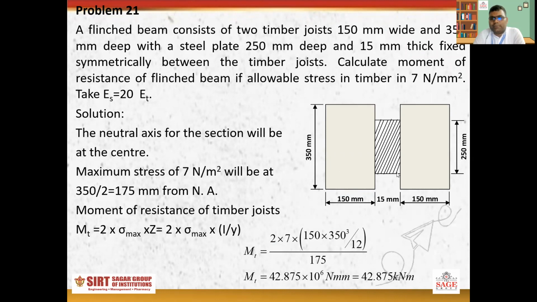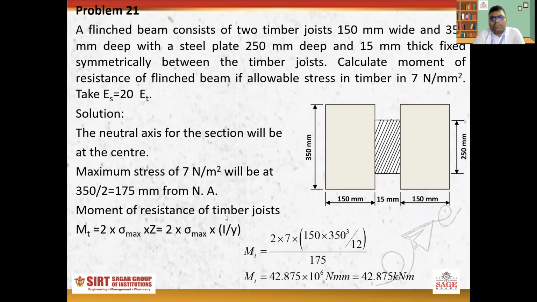The hatched part is steel, and the thickness is like this, and fixed symmetrically between the timber. Symmetrically means on both sides. If you take the center of this, both sides are equal. Calculate the moment of resistance of the flitch beam if the allowable stress in the timber is 7 Newton per square mm. And the relation between the Young's modulus of wood and steel is also given.